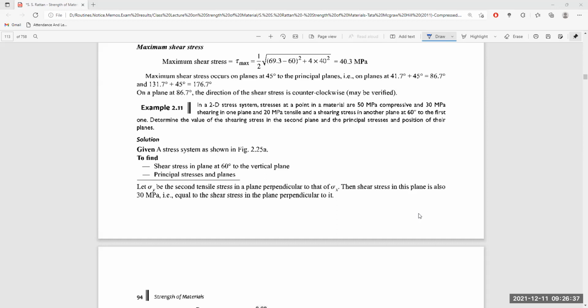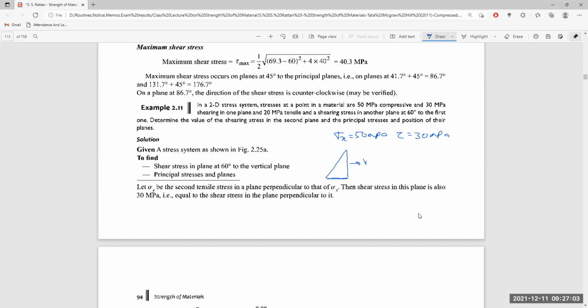So sigma x is equal to 50 MPa and tau is equal to 30 MPa. And the shearing stress in one plane is at an angle of 30 degrees on the first plane. So it will be like this. This is the normal plane, this is the oblique plane, this is the horizontal plane.